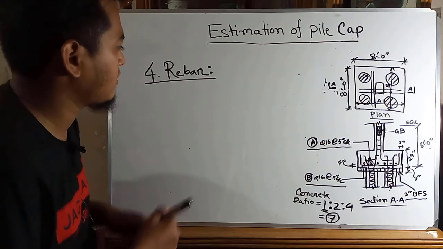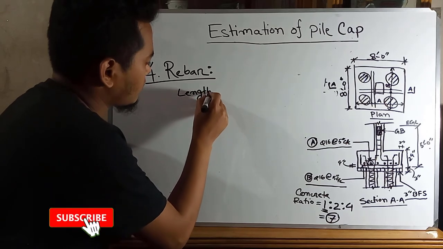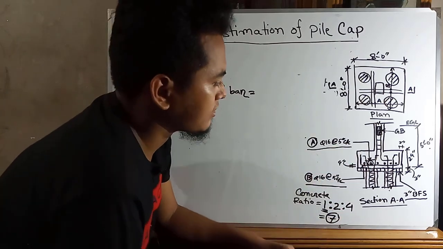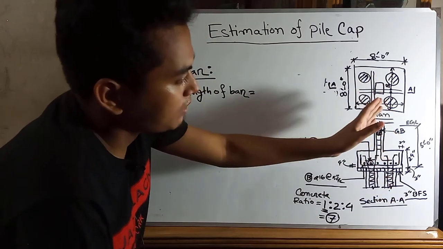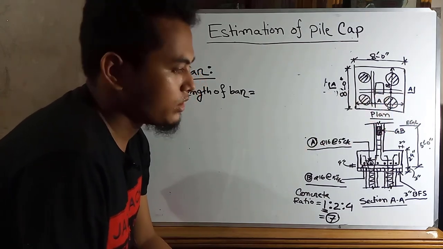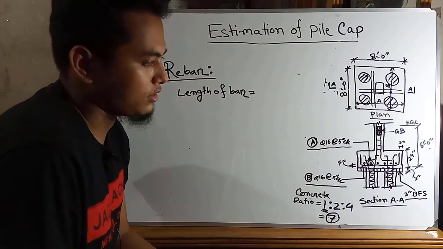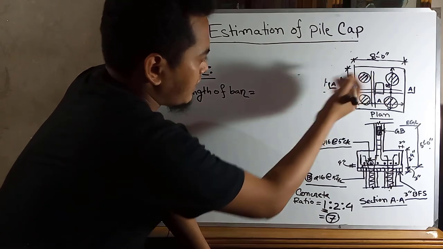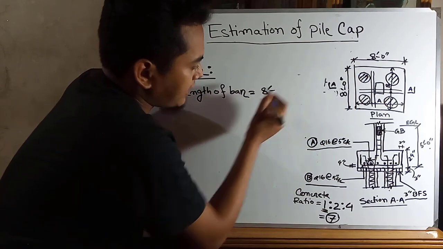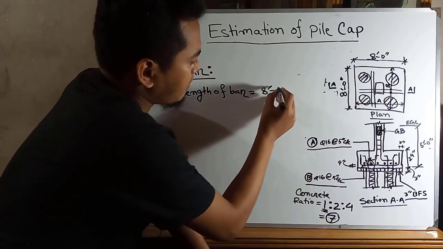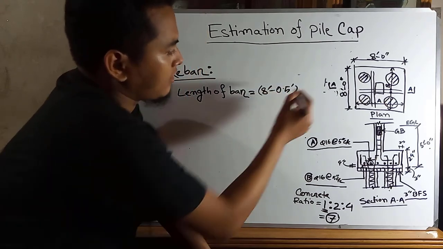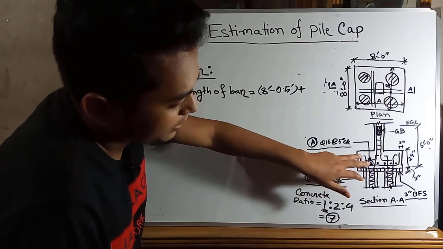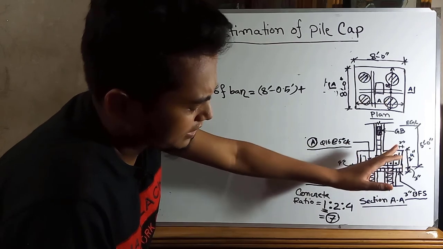First we find the length of the bar. So the length of the bar is: the length of the pile cap is 8 feet, and we minus 3 inch on both sides for the clear cover. We use 3 inch clear cover for the pile cap. So we minus 3 inch on both sides. So the length is 8 feet minus 3 inch on both sides, 6 inch, I mean 0.5 feet, plus the bar is extended at the top. So we just add this additional length.